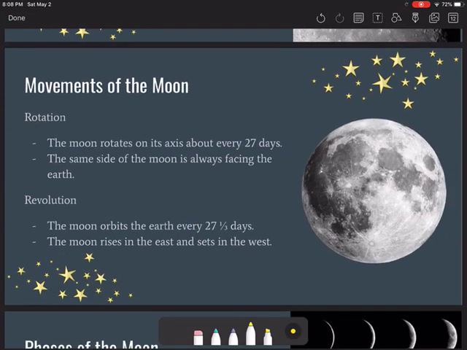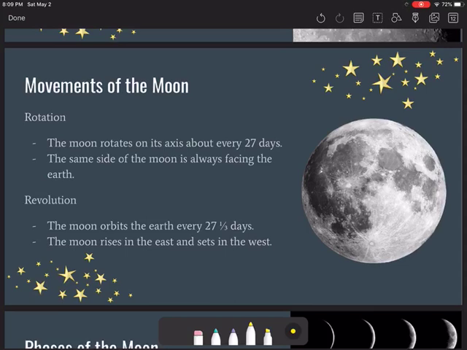The moon rotates on its axis about every 27 days. The same side of the moon is always facing the Earth. The reason for that is that the moon also revolves around the Earth. So the moon orbits the Earth every 27 and a third days. Because it's revolving essentially at the same rate that it's rotating, we're always looking at one side of the moon, which is kind of crazy.